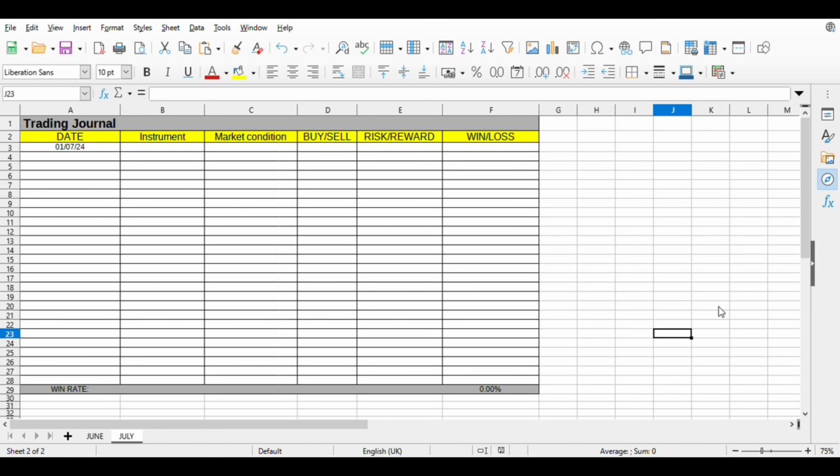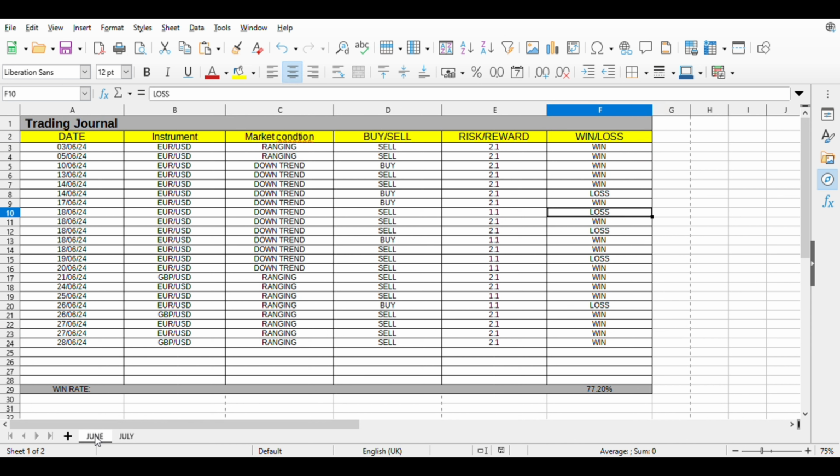Okay, so price is moving very slow, and it's expected because it's Monday. So I decided to use the time to update my journal. Realized today's the 1st of July, so I've just created a new sheet starting a fresh month, and I'm going to show you guys how I did for the previous month of June. And as you can see, I did take losses. I took about 5 losses, and I ended up with a win rate of 77.2%.